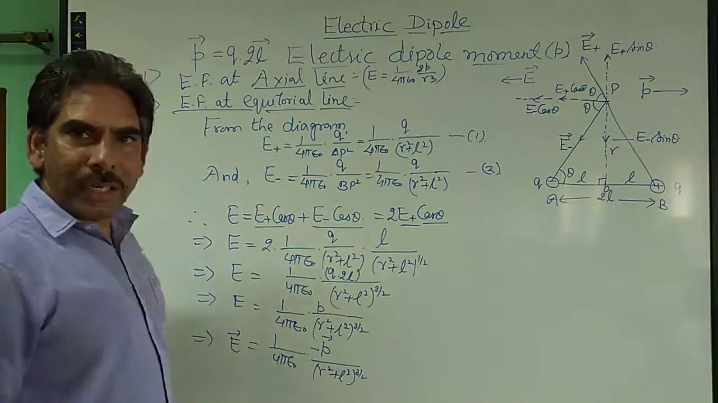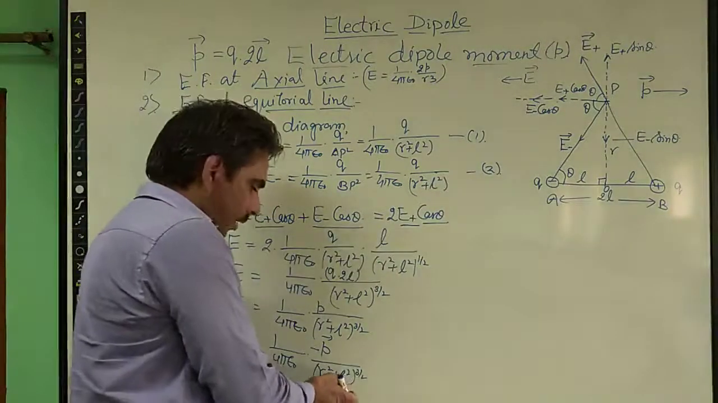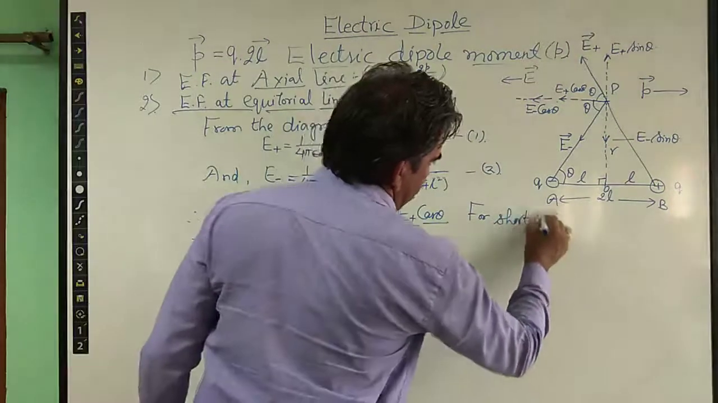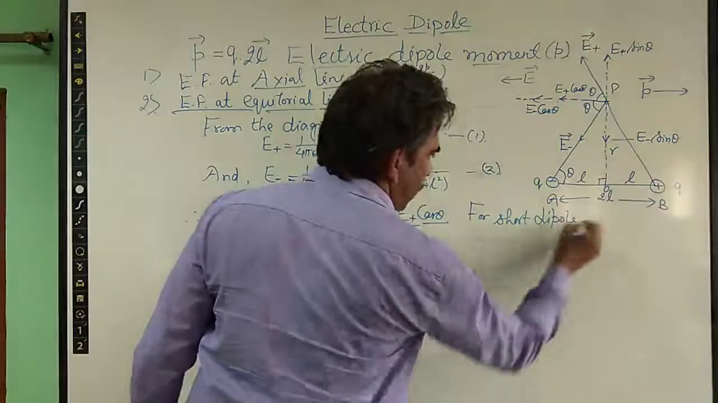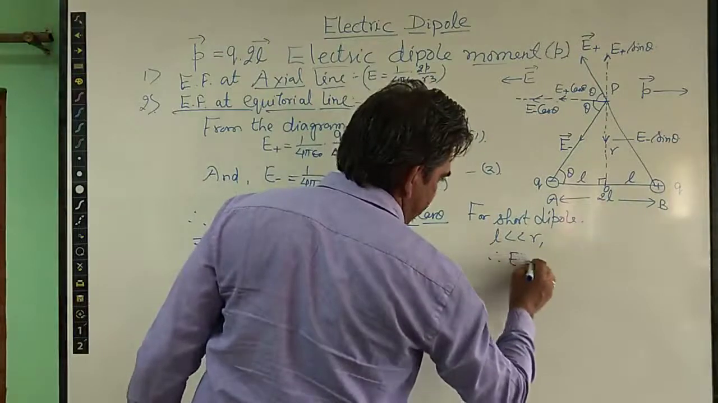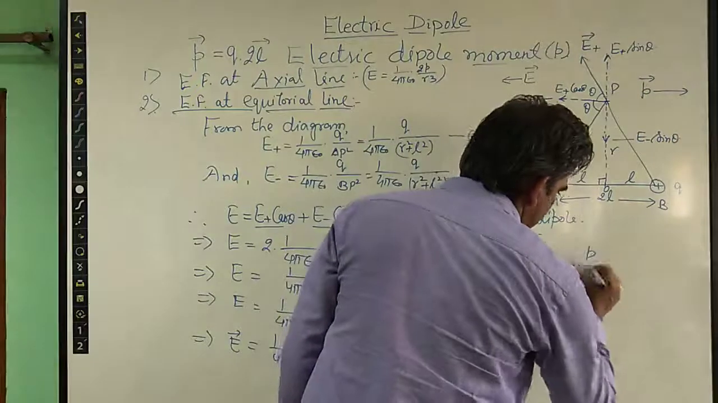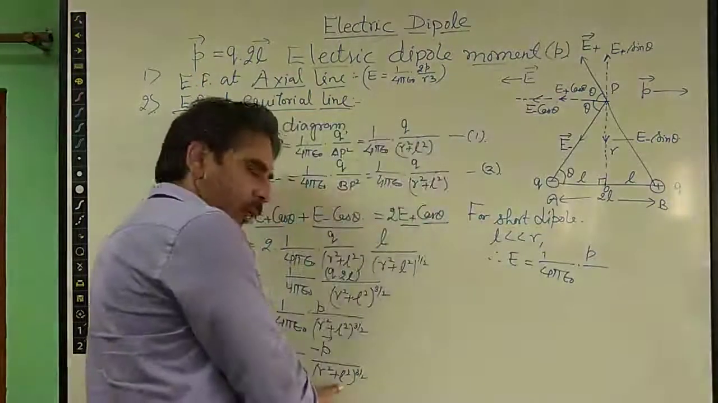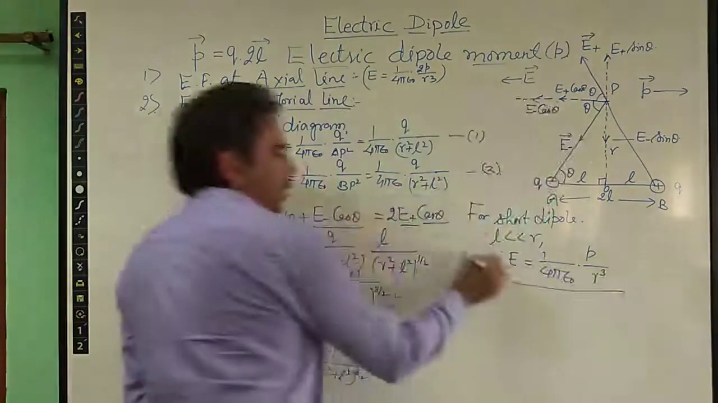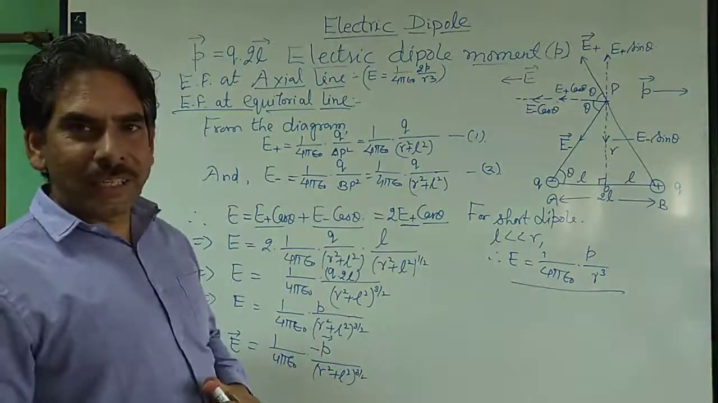And what for a short electric dipole? If the dipole is of very short length, then L can be dropped here. For a short electric dipole, L is very small compared to R, therefore the electric field takes the form 1 upon 4 pi epsilon naught, in terms of magnitude, P upon, if L can be dropped, simply R cube. So this is the electric field at the equatorial line of an electric dipole.